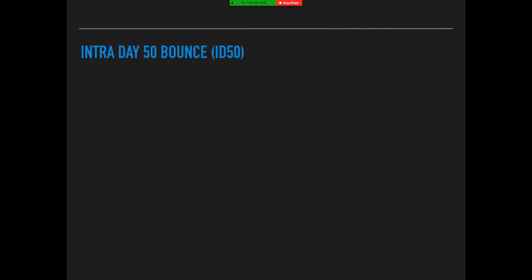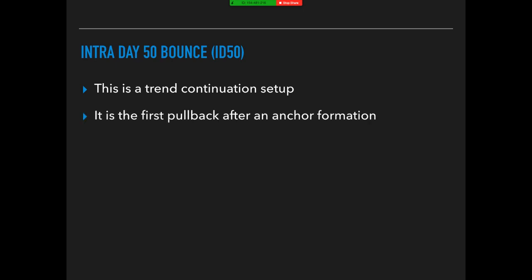Intraday 50 bounce, ID 50 is what we call it, shortened name. This is a trend continuation setup. It's the first pullback after an anchor formation. An M or W formation was your anchor, and then it's a first pullback after that and a continuation setup. Pullback occurs in all time frames.